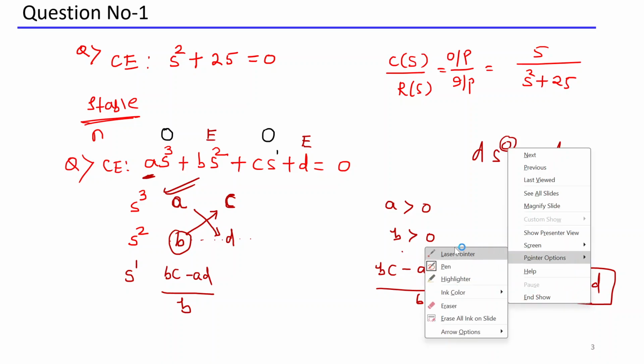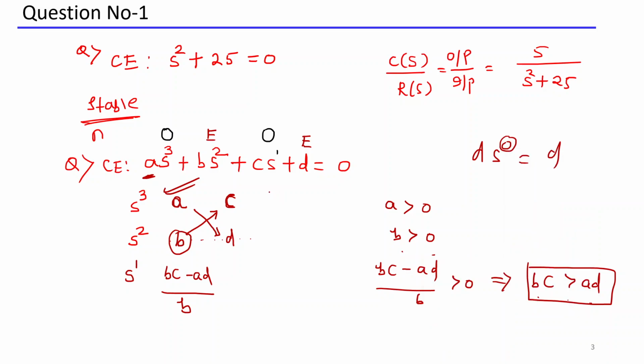In the last class, I told you that to find out the stability of any third order system, what is the shortcut? I told you that the inner product should be greater than or equal to the outer product. What is the inner product here in this equation? B into C. The outer product is A into D. So this inner product should be greater than or equal to the outer product.